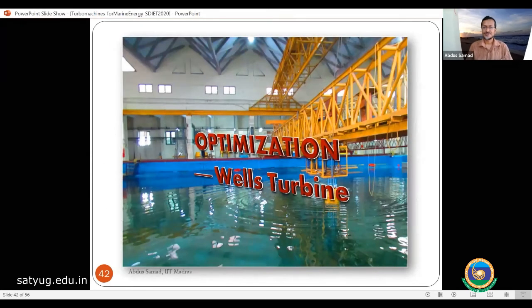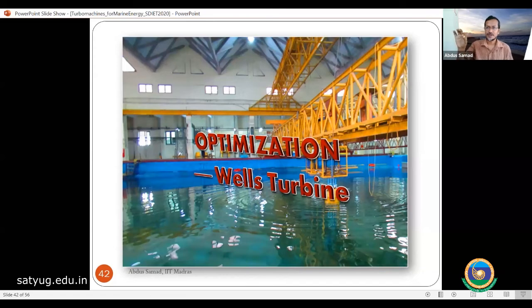Now, optimization. From the OWC turbine to the tip groove system we discussed, I'll show how we do optimization. Initially we got the idea of grooving the tip. Now we don't know the size of the groove, its height and thickness. Many parameters are there, so we have to find them through optimization.